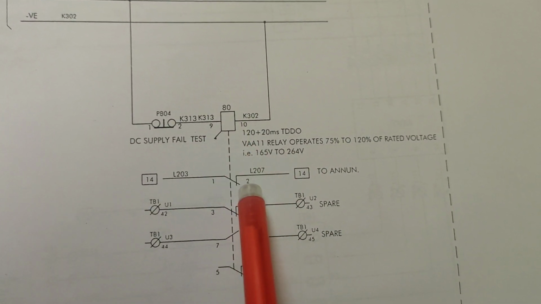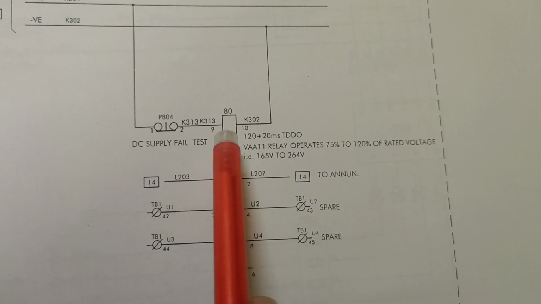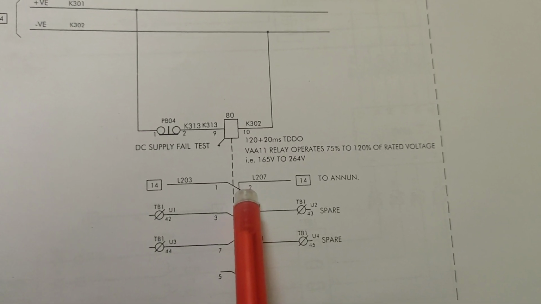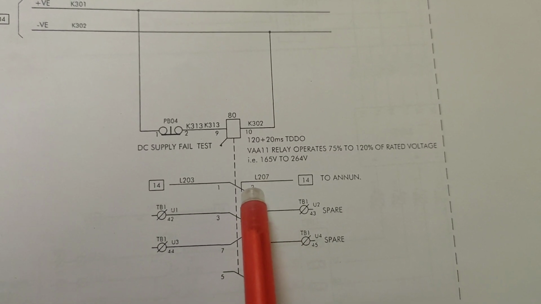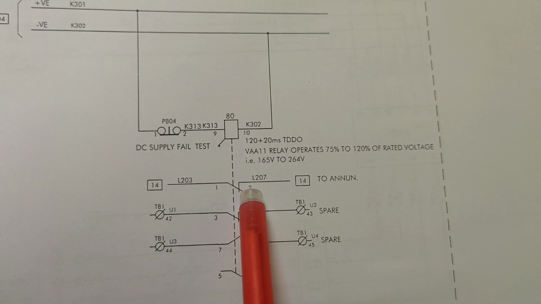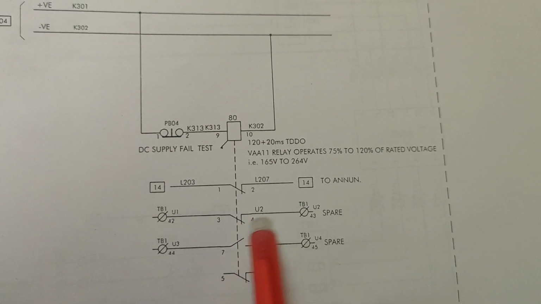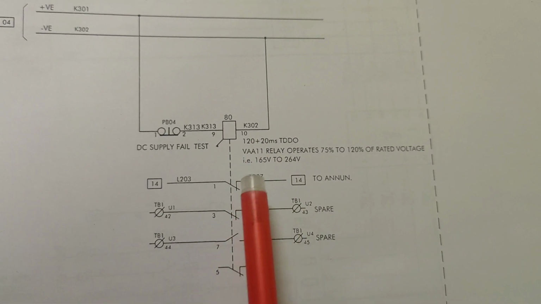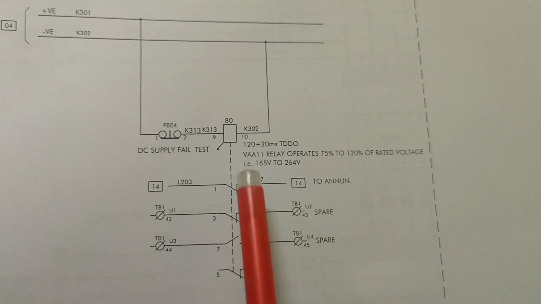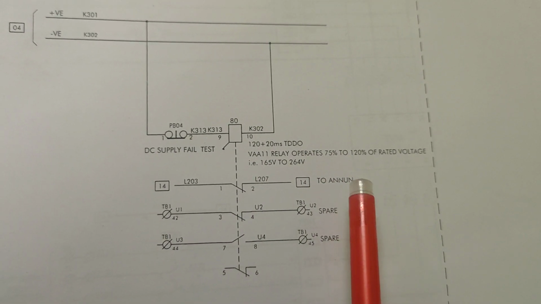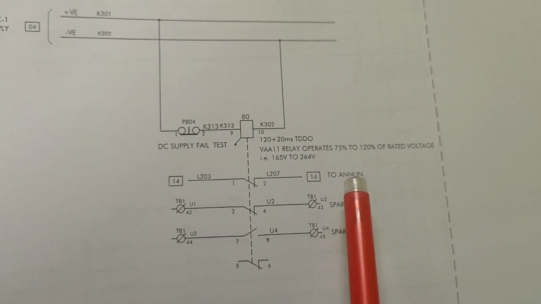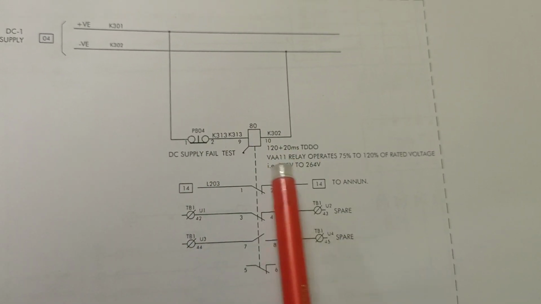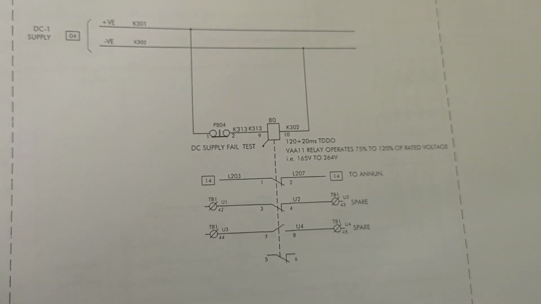Here this circuit is going to the annunciator. If this relay operates, this NC contact will become NO, and this NO contact will become NC. With the help of this, if the DC fails, the indication to the annunciator will be there. Then we can observe that the DC has failed, so we have to check the circuit to restore the DC for protection purposes.